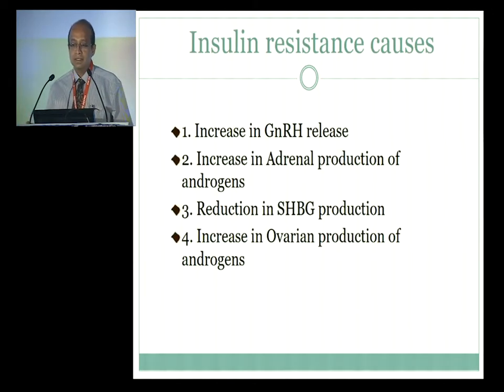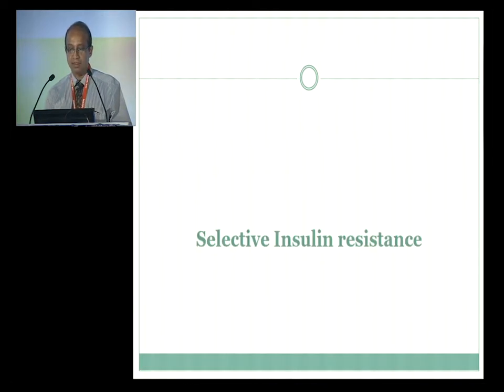How does insulin resistance produce hyperandrogenemia? So one, it can produce increase in GnRH release. It also increases the adrenal production of androgen. Insulin can reduce the SHBG, sex hormone binding globulin. It can increase the ovarian production of androgens.